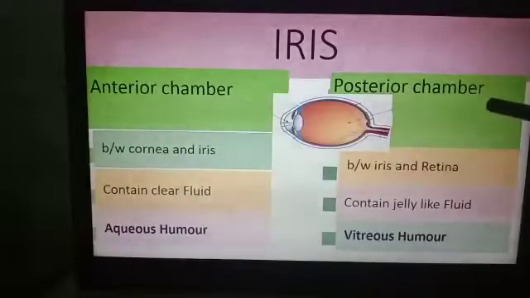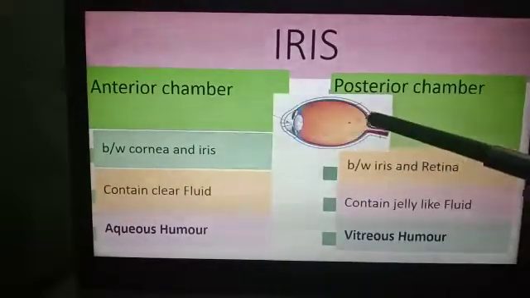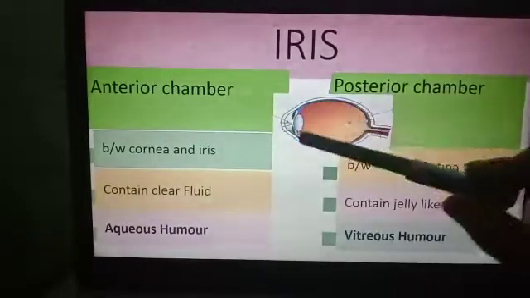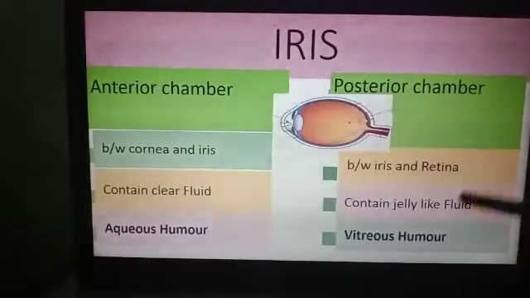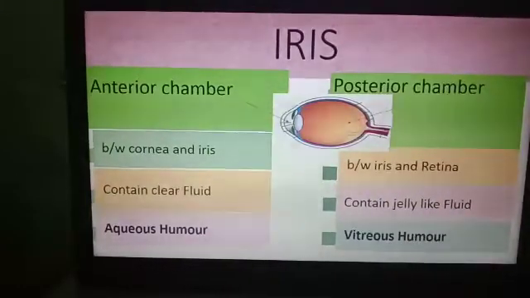Then posterior chamber. Posterior chamber is a chamber between the iris and retina. That chamber is called the posterior chamber, and that is filled with a jelly-like fluid which is called vitreous humor.